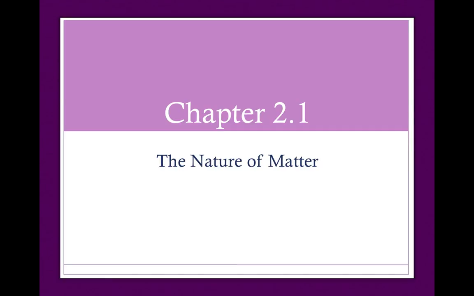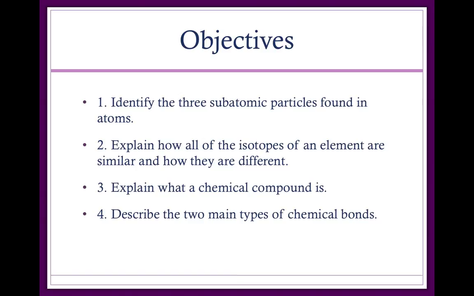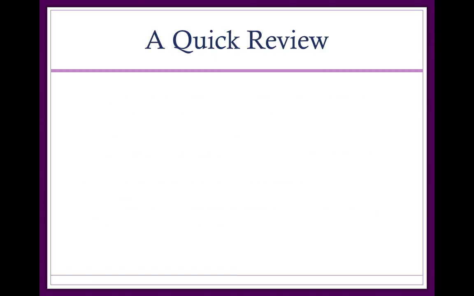Hello, ladies and gentlemen. This is Chapter 2.1, Nature of Matter. Through this section, what we're going to talk about is the three subatomic particles found in atoms, how all the isotopes of an element are similar and how they're different, what a chemical compound is, and the two main types of chemical bonds. This should be a review from chemistry. However, we'll go through it pretty quickly here.